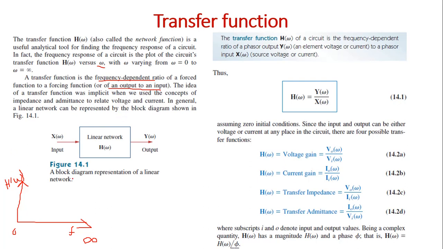Now let us consider this linear network. You can see that there is a linear network represented by H of omega. A linear network is nothing but an electrical circuit consisting of parameters like passive elements such as resistors, inductors, capacitors, which form a circuit. So this linear network is nothing but an electrical circuit.